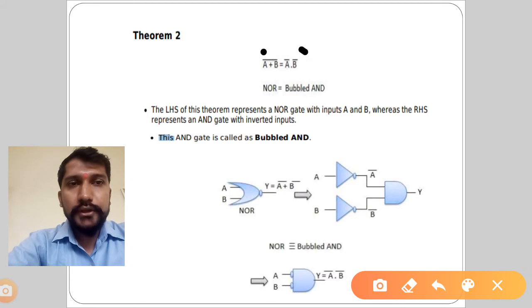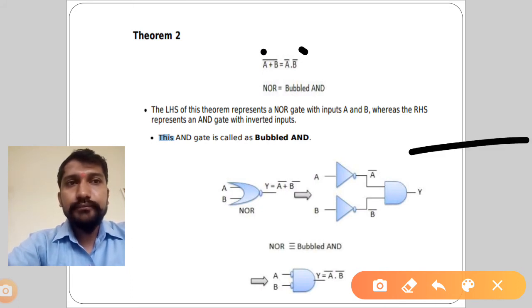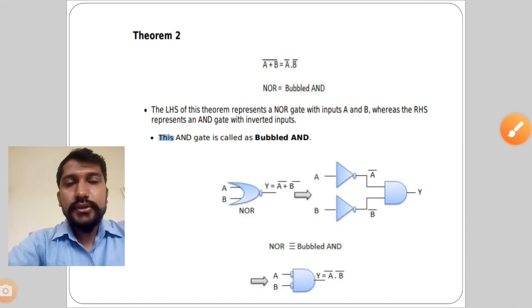So A plus B bar is which gate? NOR gate. Then we will have two NOT gates, A bar dot B bar, which are joined using an AND gate. That is your statement of De Morgan's second theorem. Sum of complement is equal to product of individual complement. So again we have to verify the truth table for the same.